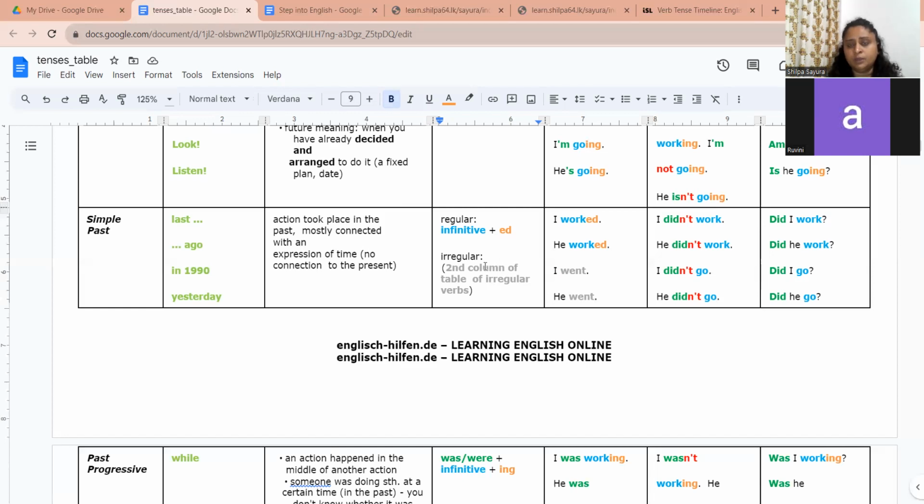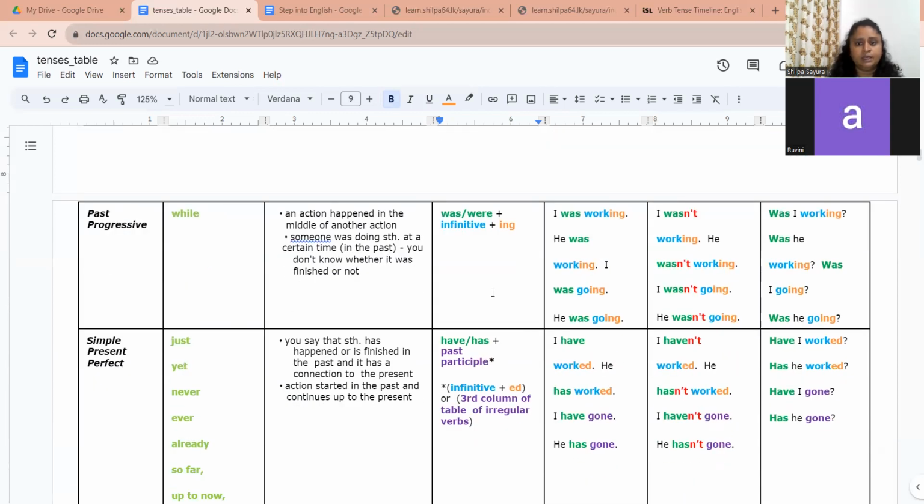So it's a small reminder. The regular infinitive ends with ed. We learned about irregular verbs also. For example, if you take a verb like sleep, the past tense is slept, and the past participle is also slept. Write, wrote, past participle, written. Okay. Right.